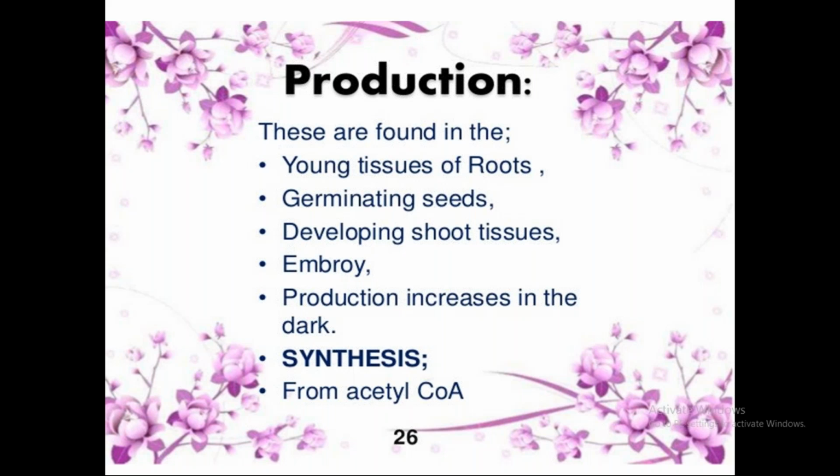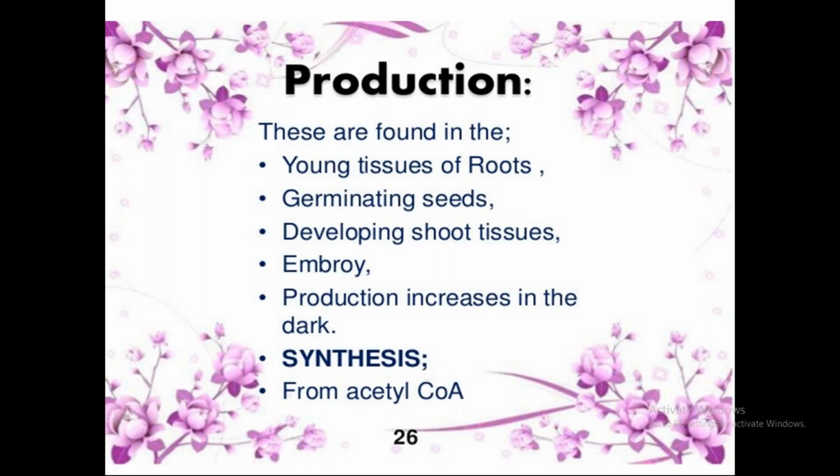Okay, so the gibberellin hormone is always synthesized in the young tissue: germinating seeds, developing shoot tissue, and the embryo. Its production increases in the dark. Students, its production is mainly at the young growing tissues, maybe root, and the seeds which are germinating. It is the one hormone which helps in the germination of seeds.